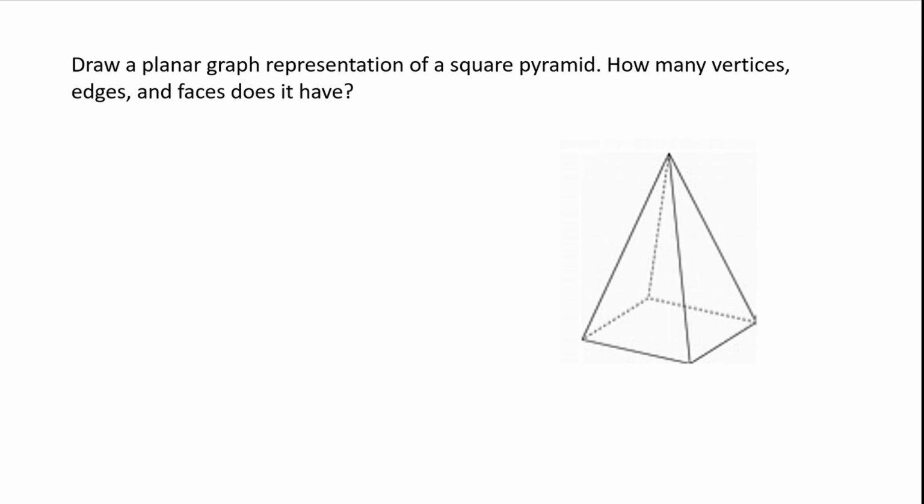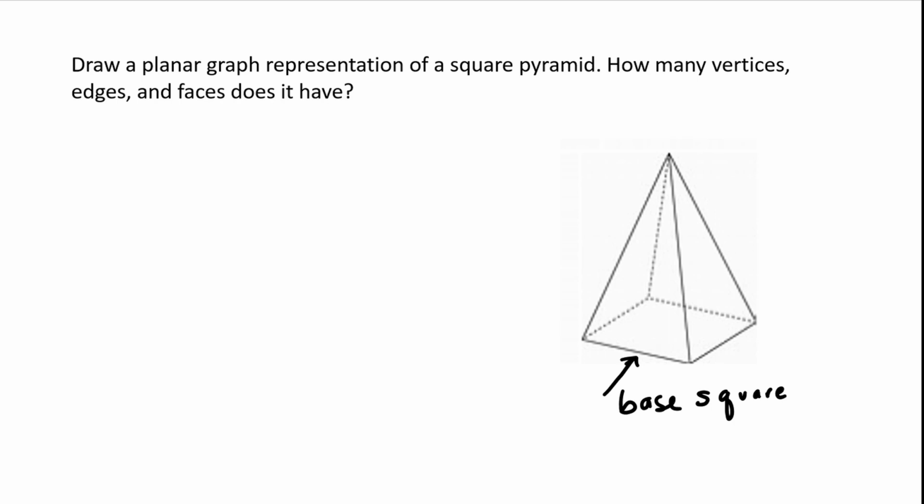How many vertices, edges, and faces does it have? The first thing I need is a representation or a drawing of a square pyramid. And so here I have one. Let's note that with a square pyramid, the base is a square, and the 4 sides around it are triangles.